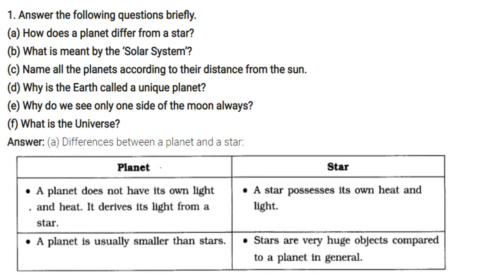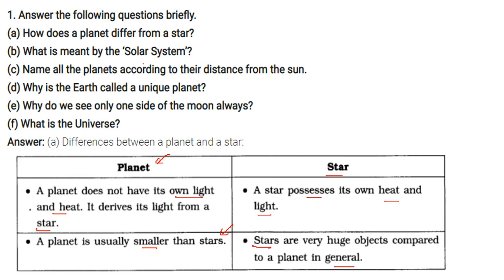The planet does not have its own light or heat. So how does it derive it? It derives its light from a star. While the star has its own heat and light, so it possesses its own heat and light. The planet is usually smaller than the stars, and the stars are very huge objects compared to a planet, in general. Since they are very far away, that is why we see them small.